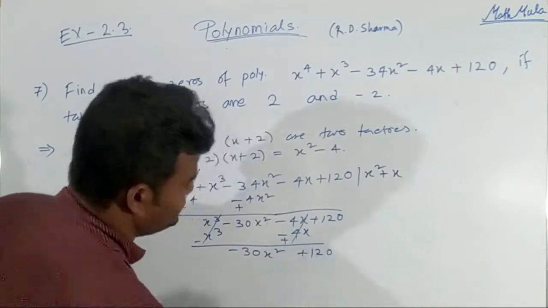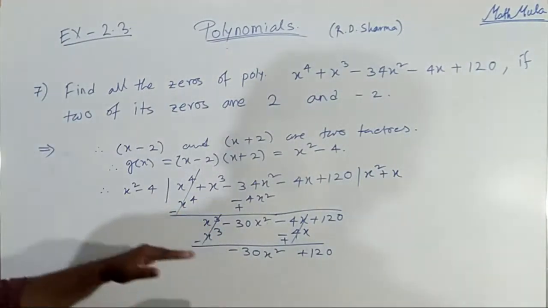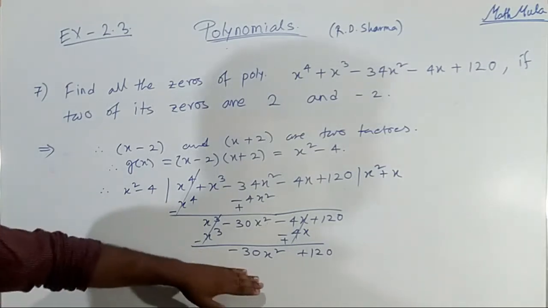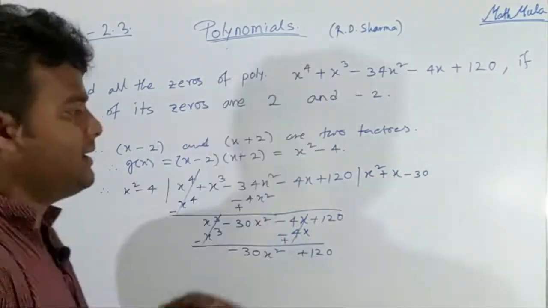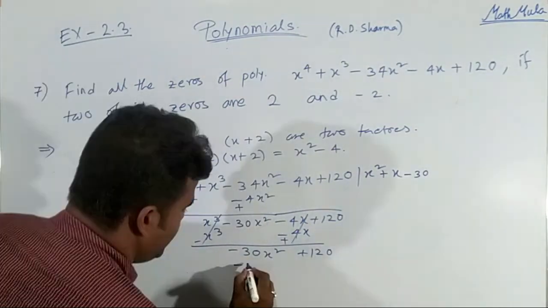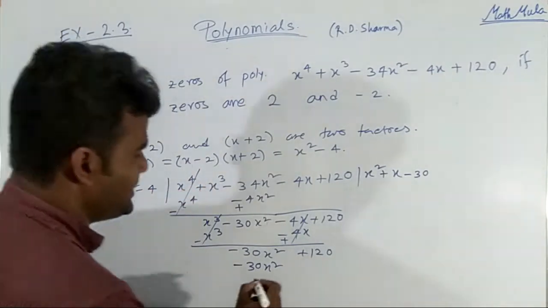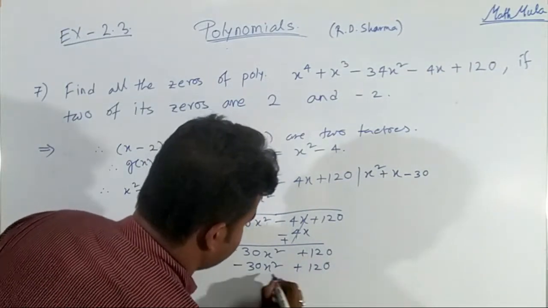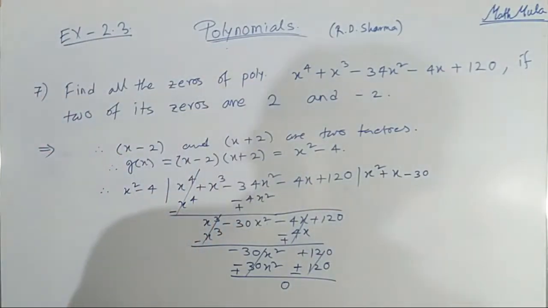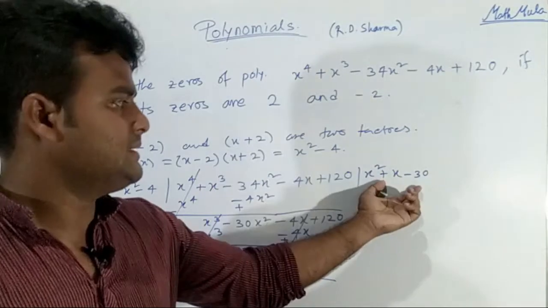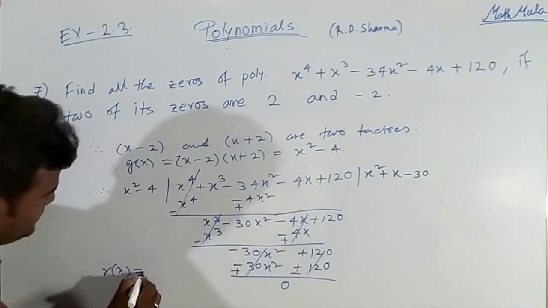and the rest is minus 30x square plus 120. Now the coefficient of x square is minus 30. We have to multiply the divisor by minus 30, then we get the first term, minus 30x square, and minus 30 into minus 4 is plus 120. Then subtract it, it will be cancelled, the remainder is 0. Now the remainder is 0, that means this is also a factor of this polynomial. Therefore r of x is equal to 0.